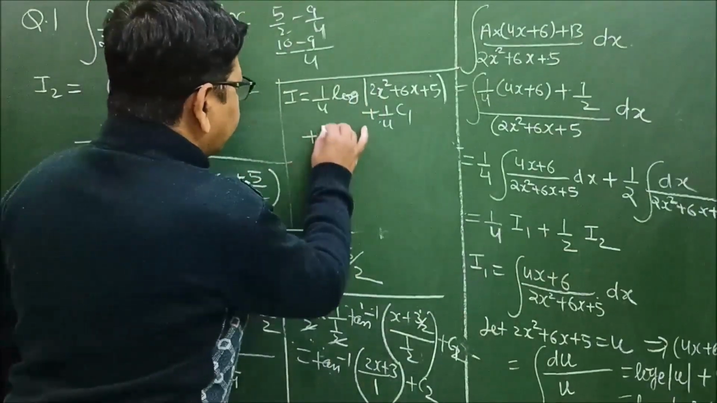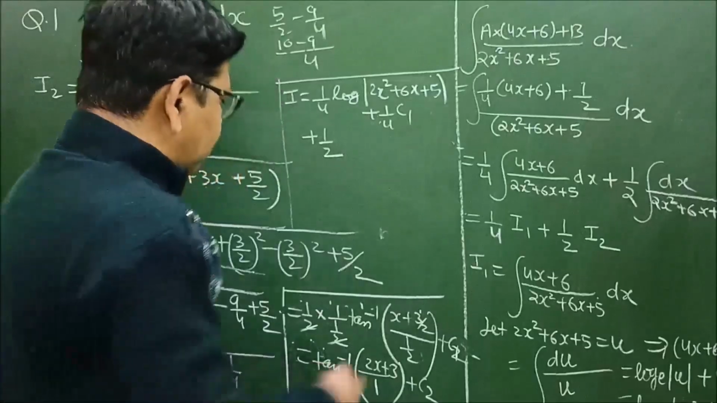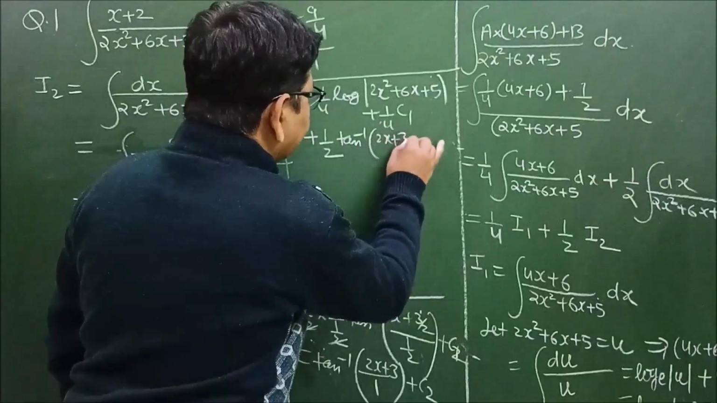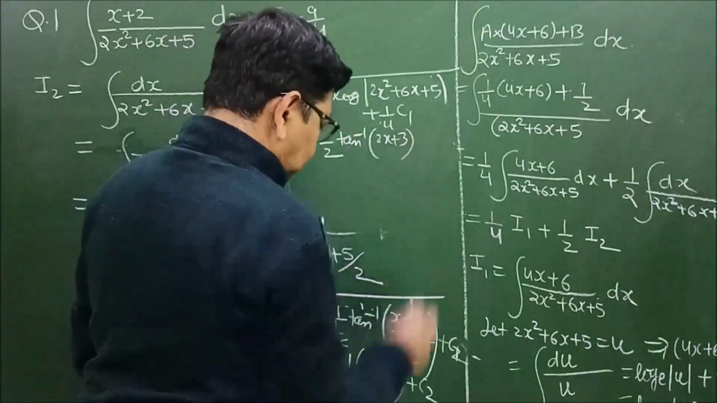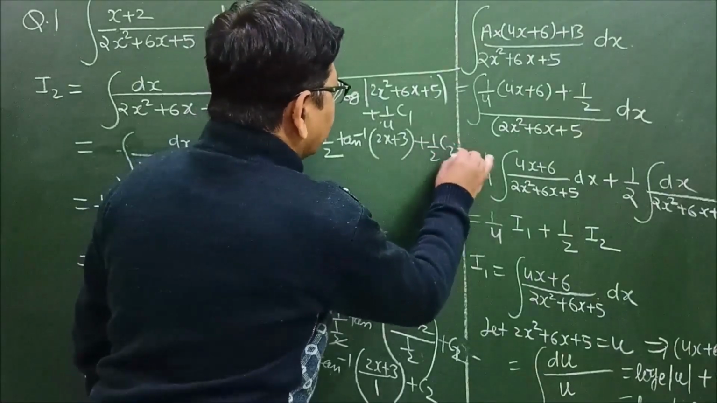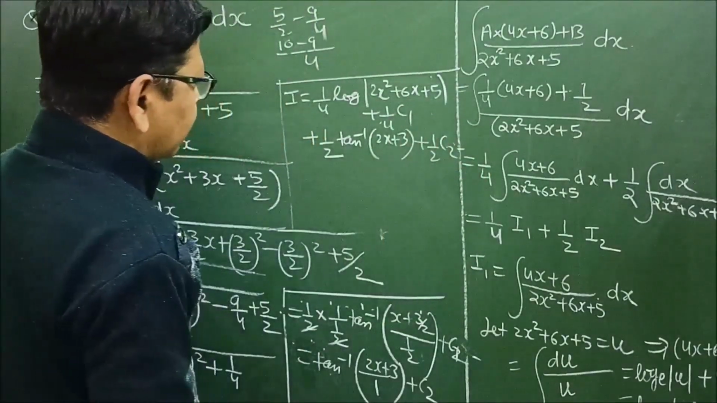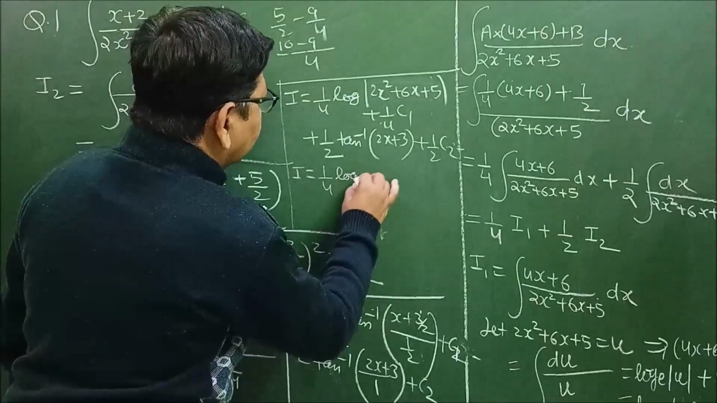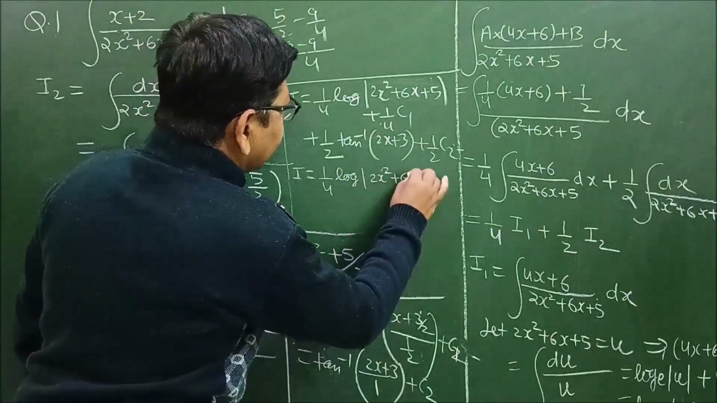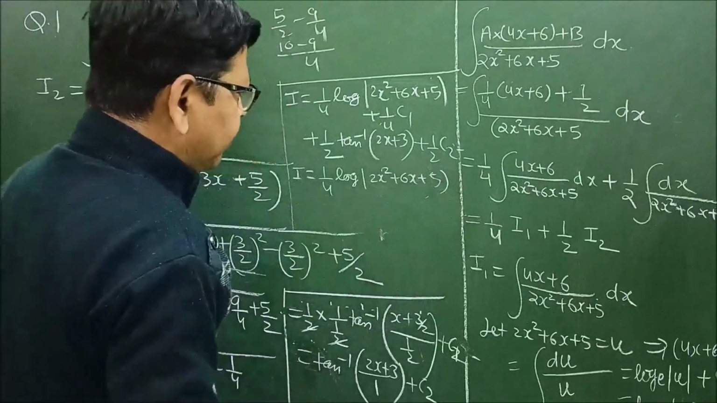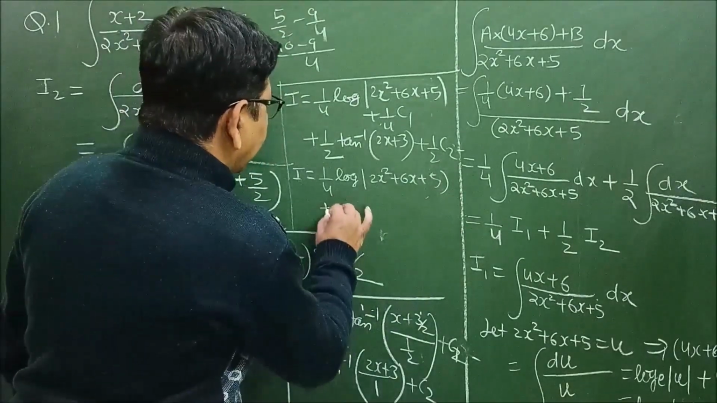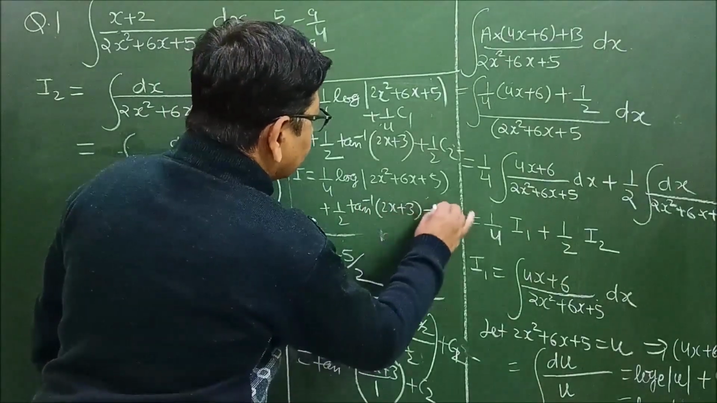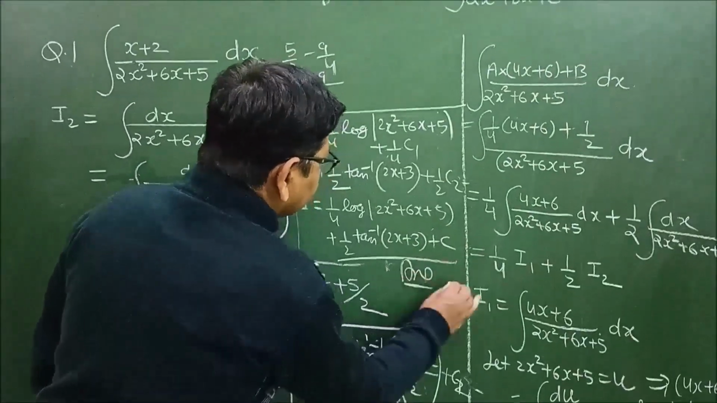So 1/2 I2 is tan inverse (2x + 3), plus 1/2 C2, and these two together can be replaced by the constant c. So the whole integral is equal to 1/4 log mod (2x square + 6x + 5) plus half tan inverse (2x + 3) plus c. So this is the final answer of the question.